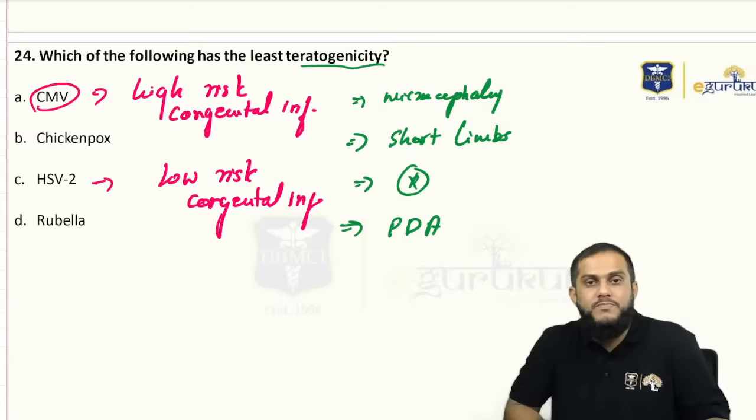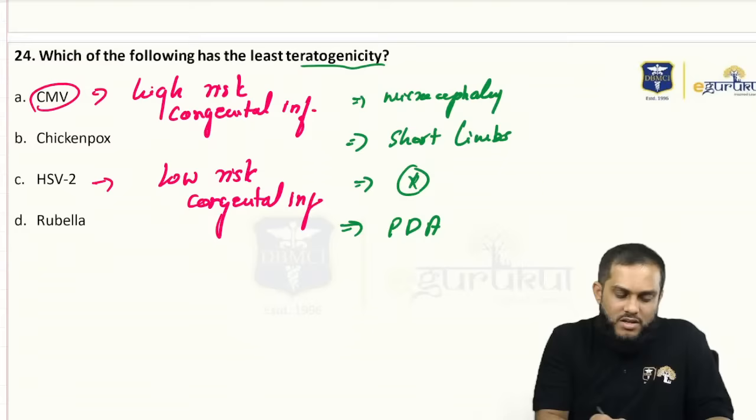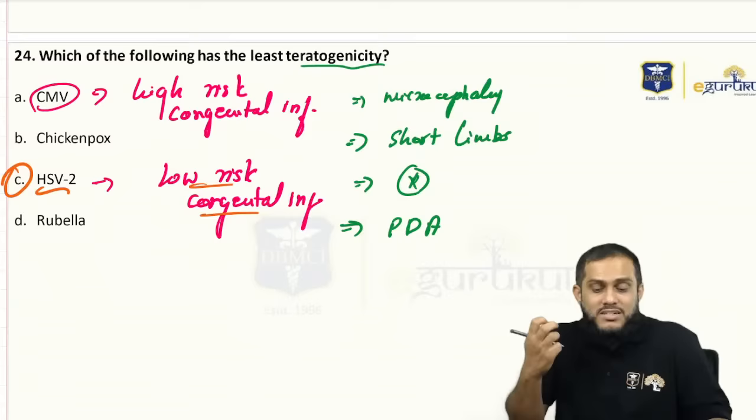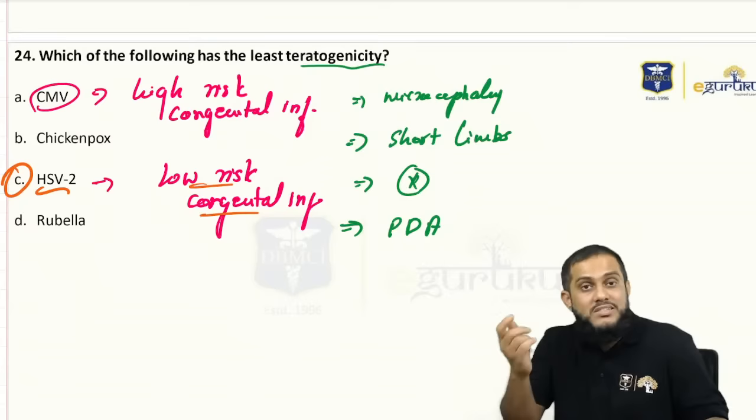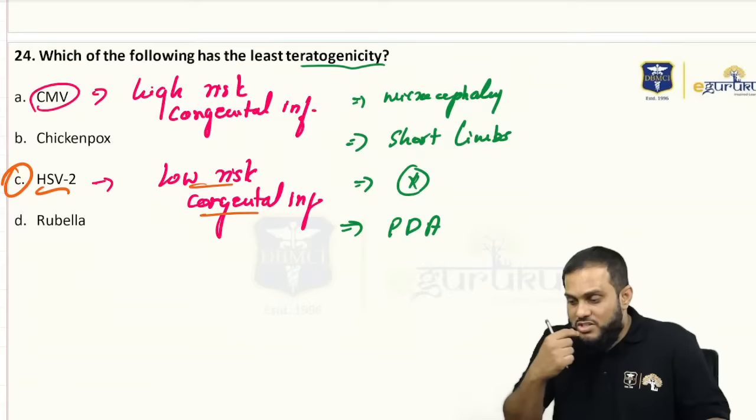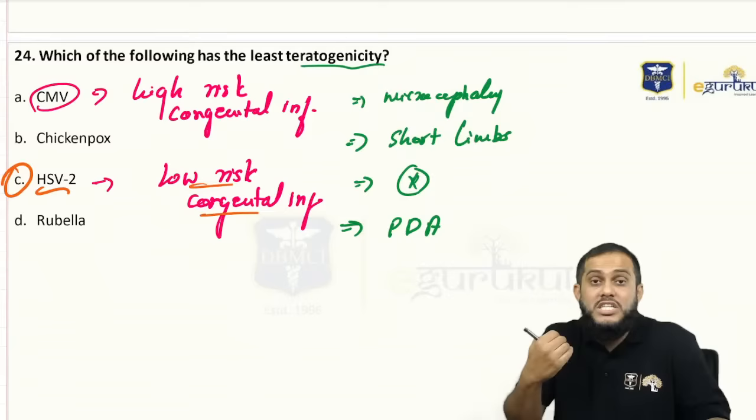There is no congenital malformation, no teratogenicity, in case of neonatal herpes. So among the options, there is no teratogenicity for herpes simplex virus, and it has the least risk of transmission from mother to baby, therefore the least chance of causing congenital infection. So overall, HSV2 has the least chance. In the first trimester, there are more chances for rubella. Nothing is mentioned. Overall congenital infection, high risk is cytomegalovirus.